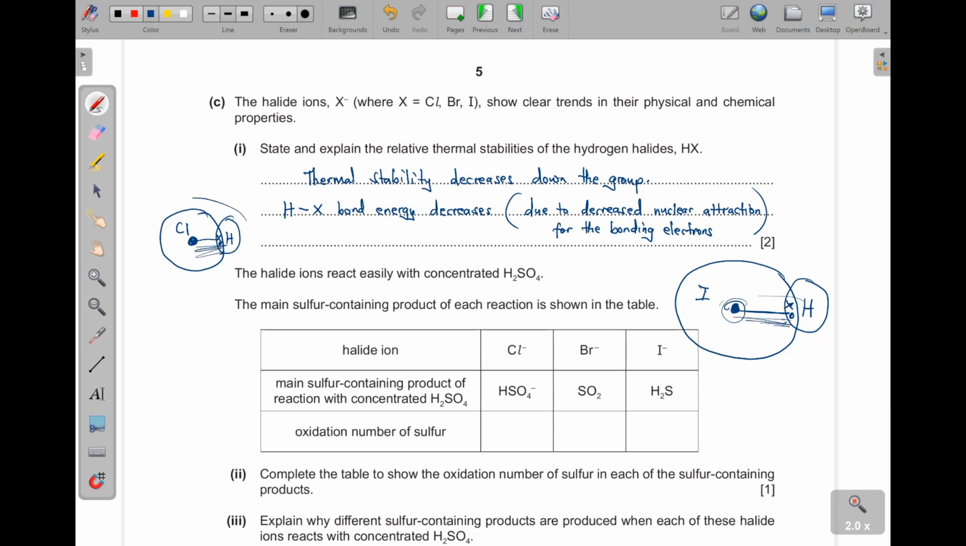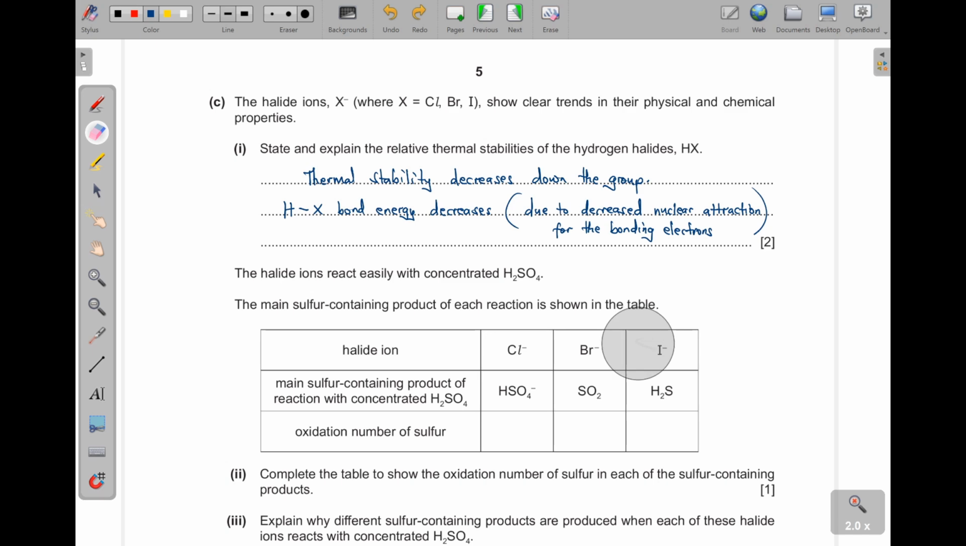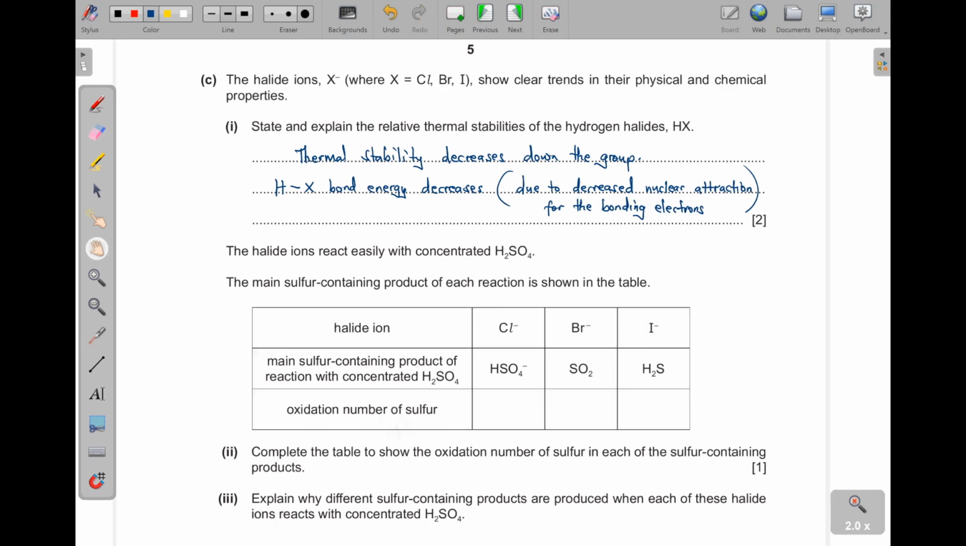So because the attraction here is stronger, it will need much more heat to break it down compared to this one here. That's why when you go down the group, the thermostability decreases. If something is thermally stable, then it requires a lot of heat to break it down. Okay, so that is that.